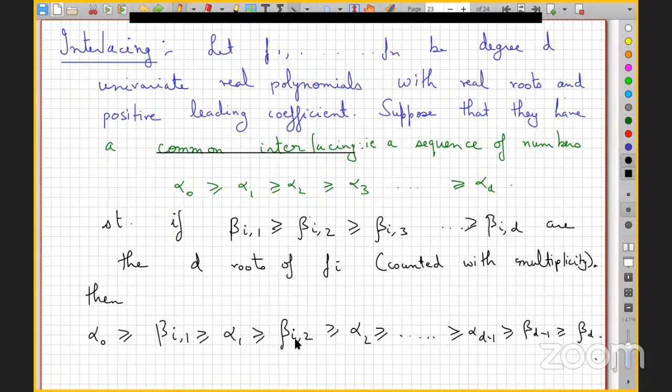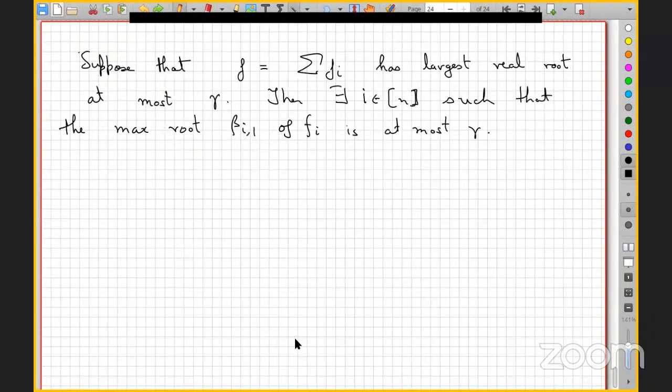So yeah, it says that suppose they have a common interlacing. Now suppose that the sum has largest root at most gamma, then there is one of the i's for which the largest root is at most gamma. So then you can sort of do the probabilistic method.